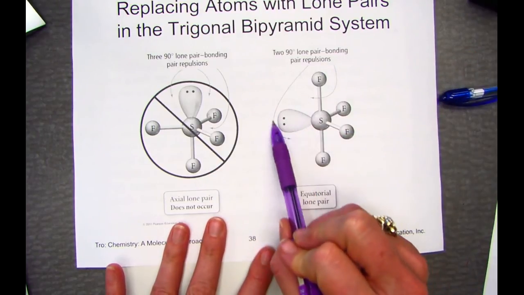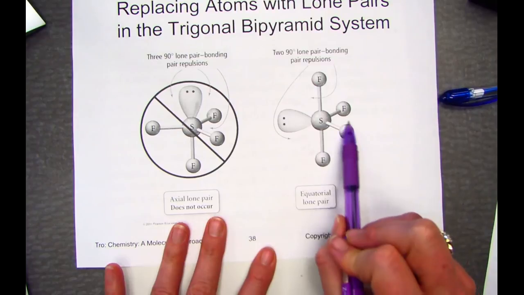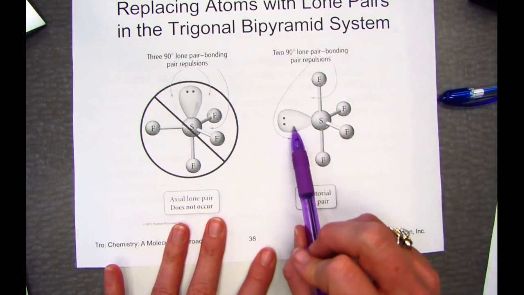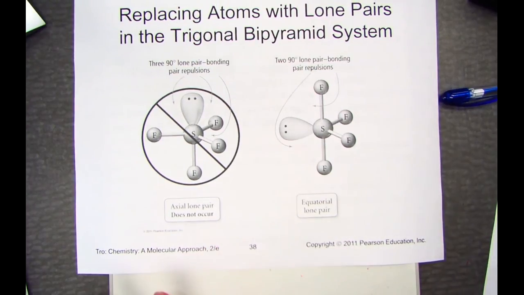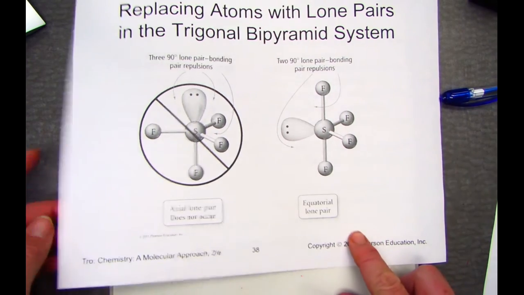So the first to be removed would be one of the equatorial, then a second, and then a third. So again, remove from the equatorial positions when we're creating the derivatives of the five electron domains known as trigonal bipyramidal.